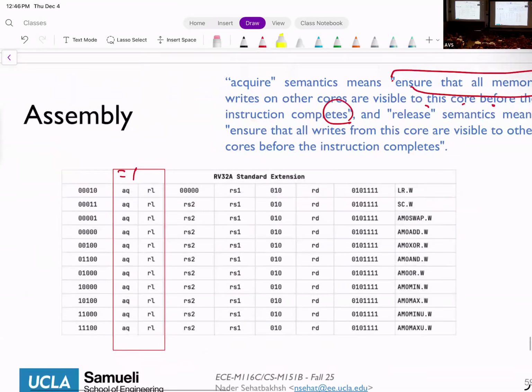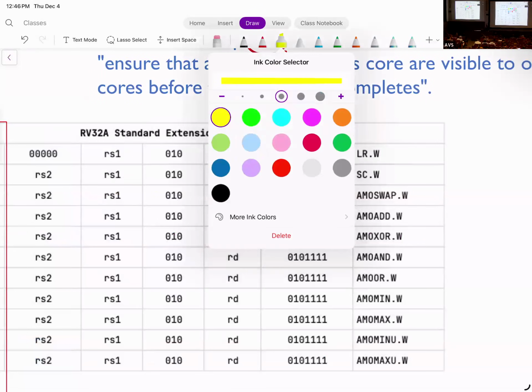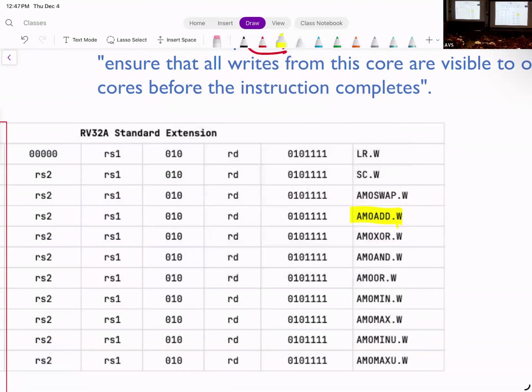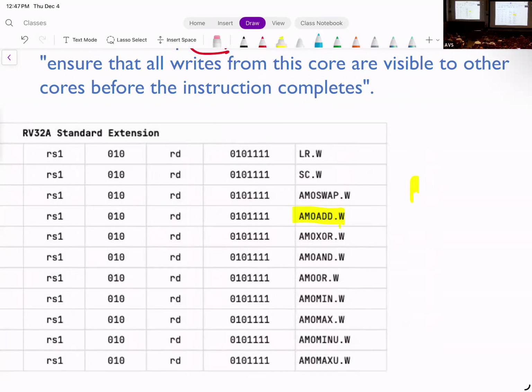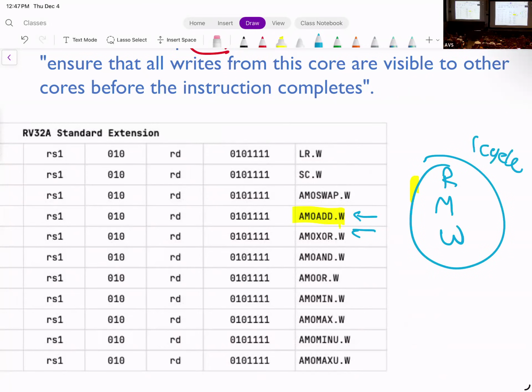Yeah, so AMO guarantees you that this operation, this read, modify, write, happens in one instruction. That is, you cannot read and then have some other core do something in between. Okay? So think about all of these read, modify, write operations as happening in one cycle. That's a hardware guarantee that is provided.